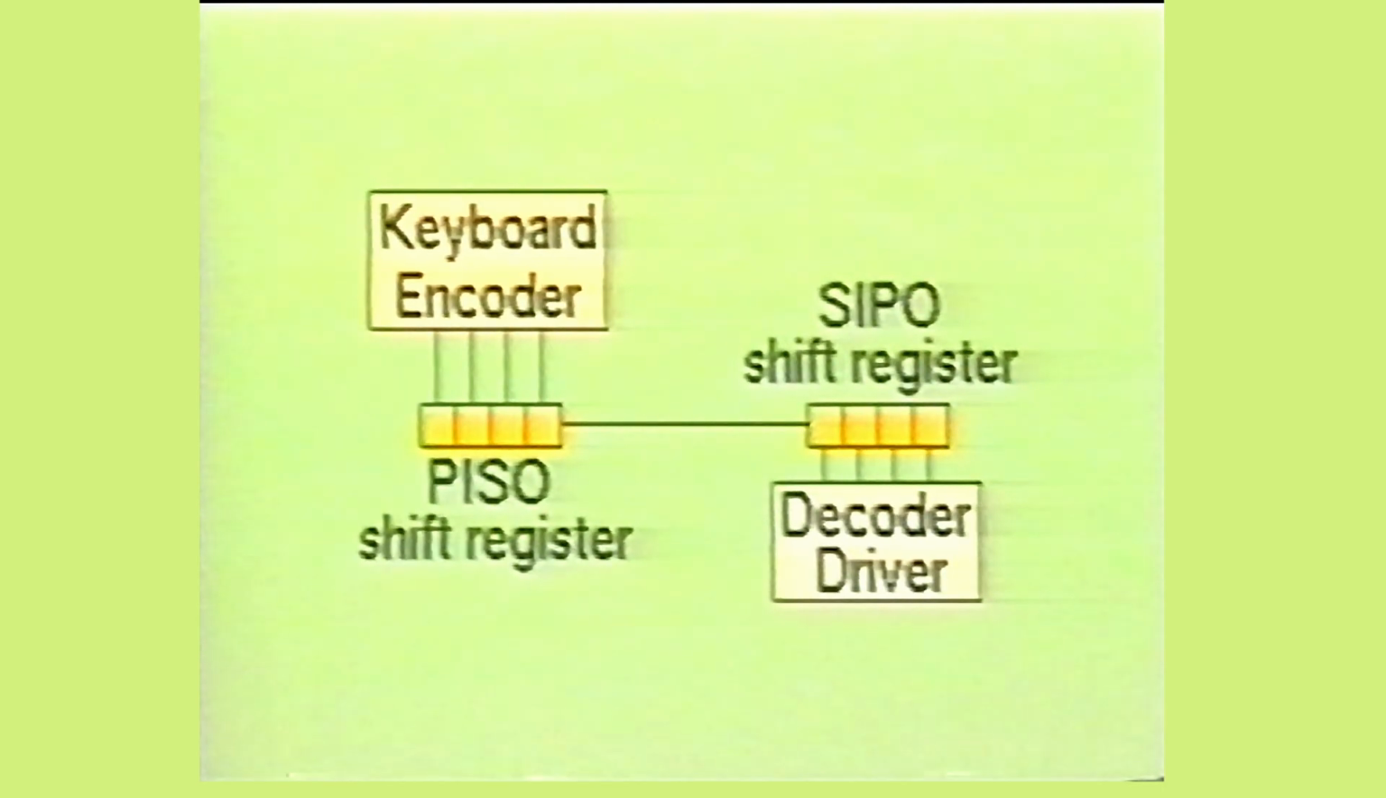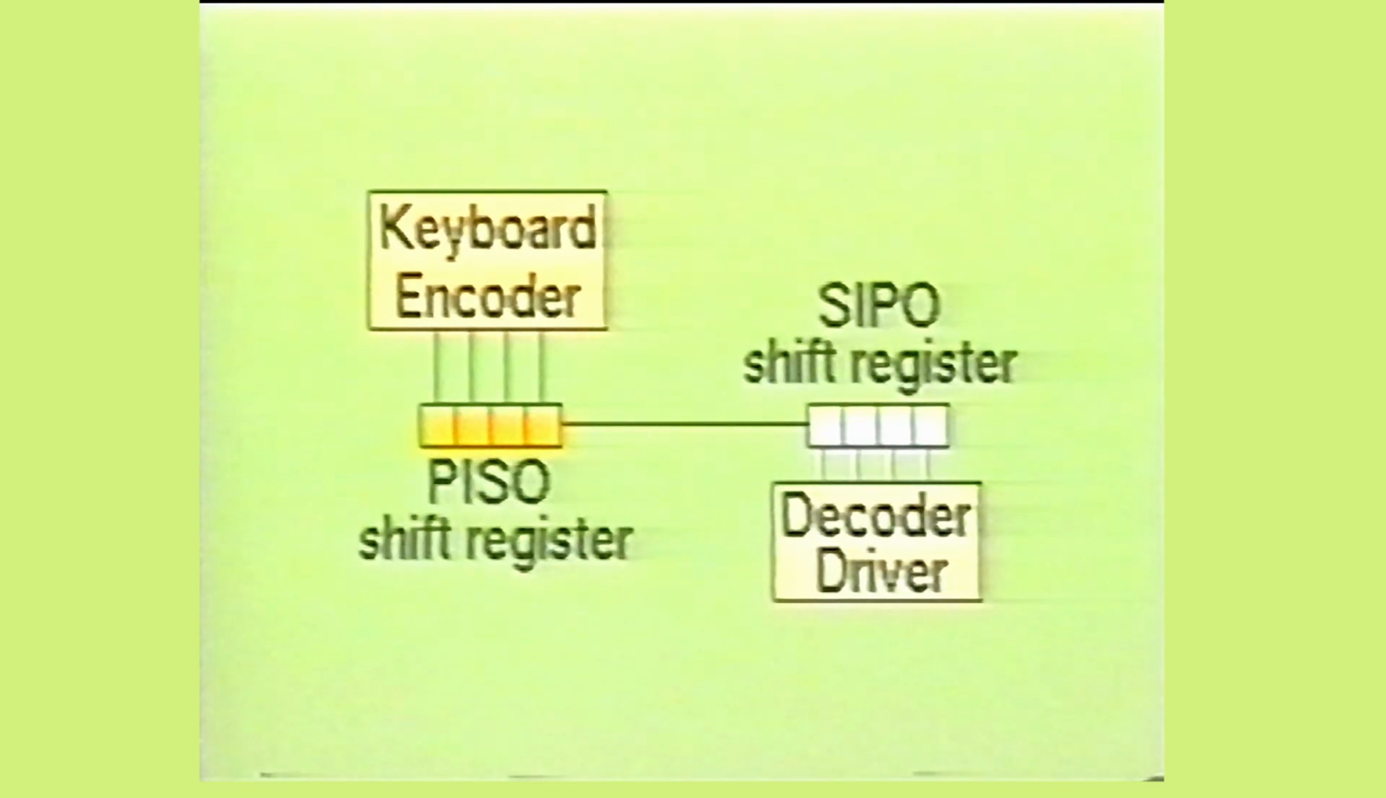Here we see a simple circuit consisting of a keyboard encoder circuit, 2 shift registers, and a decoder driver. Note that the first shift register, a parallel in, serial out, receives data from the keyboard encoder in parallel, then transfers the information in serial to the next shift register. This register is a serial in, parallel out device.